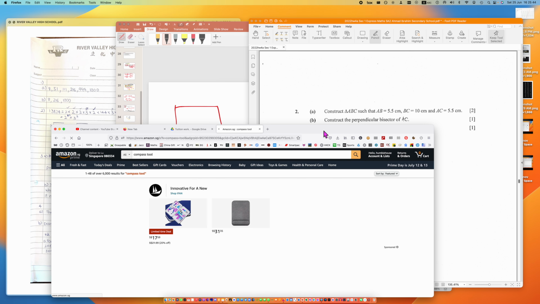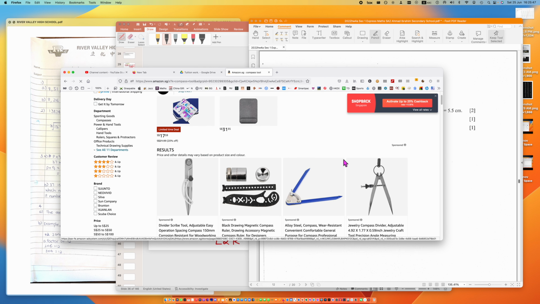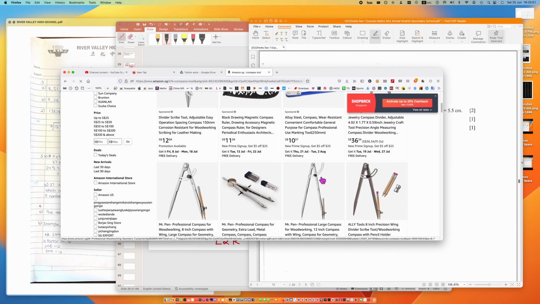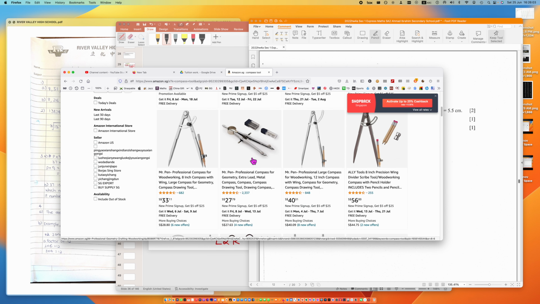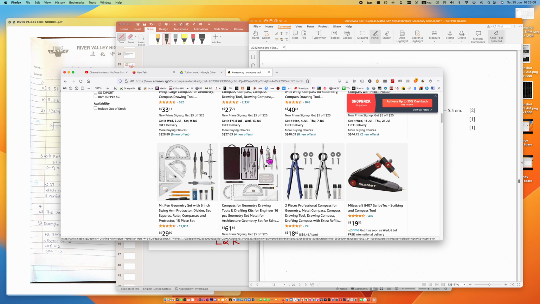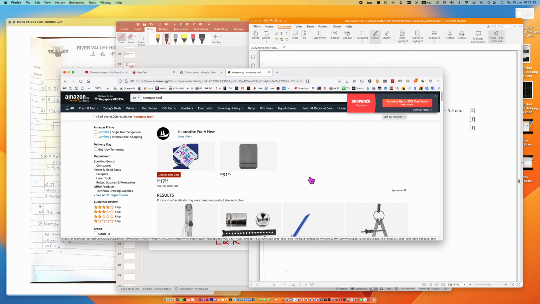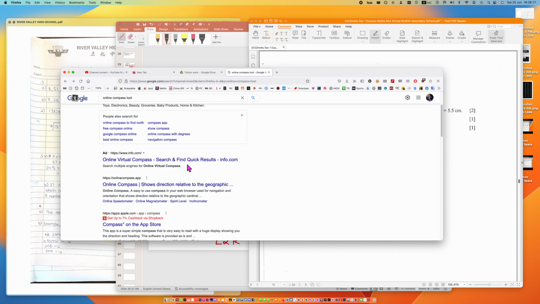Oh yeah, you can. So you can see, these are some of the compasses. I don't know which one you have, but generally I prefer this type. Let me tell you why. Can you see the needle is quite long? There are compasses whose needle is very short, so it's not so easy to draw. I think I have this, but I need to search for it. Maybe during the break I search for it. Let me see, online virtual compass.